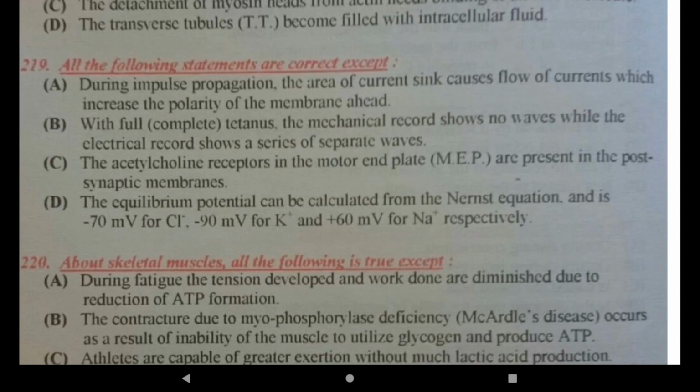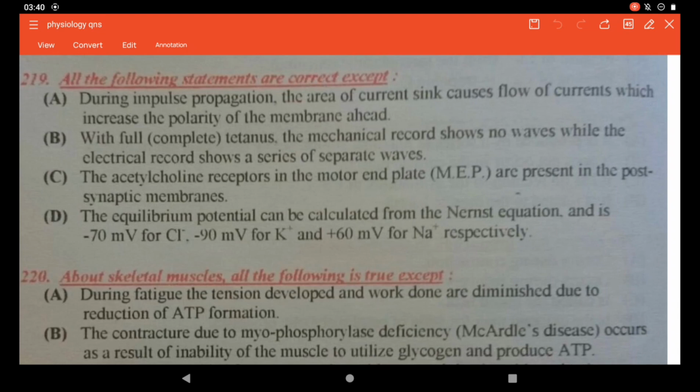So we're looking out for the wrong statement, and the answer is A. Why? Because it is the odd one out. During impulse propagation, the area of current sink causes flow of current which increases the polarity of the membrane ahead. Instead, what usually happens is a decrease in polarity of the membrane ahead, which we call depolarization, because impulses are transmitted as a wave of depolarization. So the area ahead is depolarized, with loss of polarity.